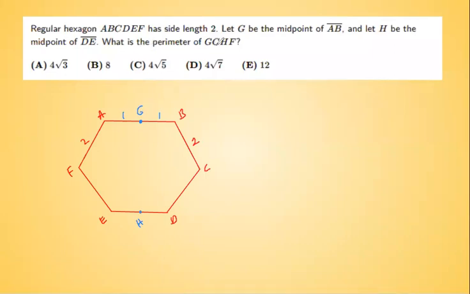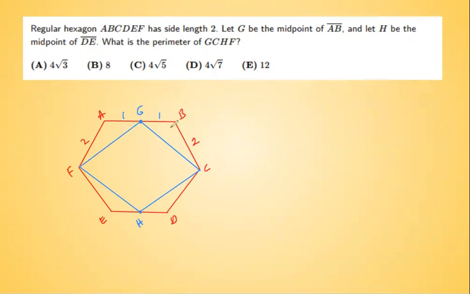And the perimeter of GCHF. Okay, so let's connect those: GC and HF. So that looks like we have this figure. And then I will continue finding the remaining part.